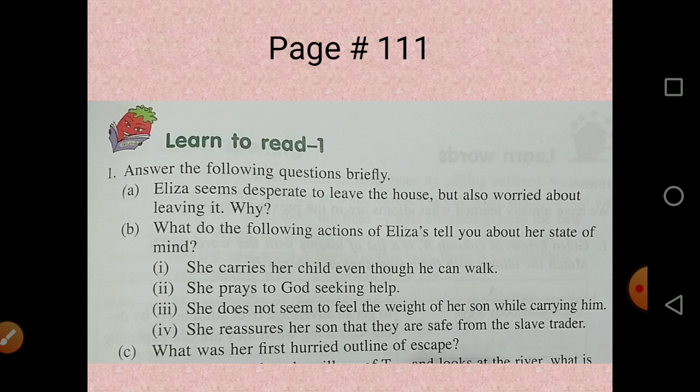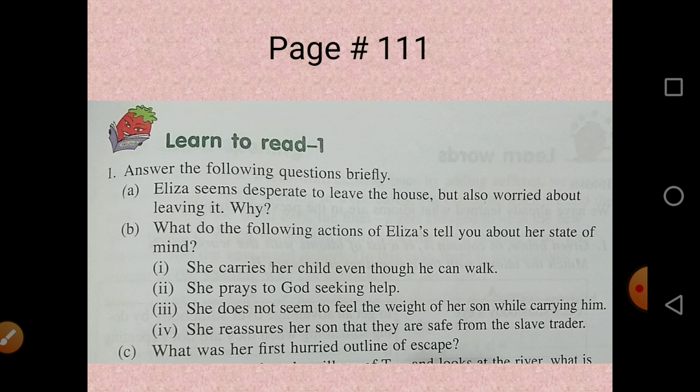Why? Because she needs to move fast. Okay, number 1 point can be she needs to move fast. If the child is walking, then definitely her speed will be slow. Also, she was becoming very much protective towards him. She does not want to keep her child down for a minute.